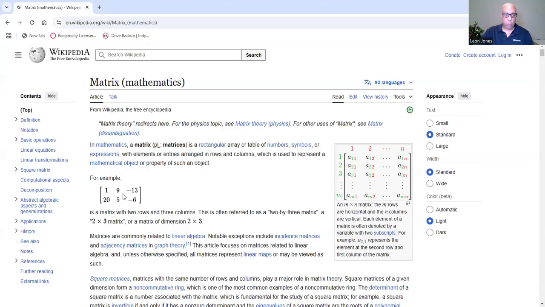Now, what we have here, we have 3 columns and 2 rows. So we always go with the rows first. So this is what we would call a 2 by 3 matrix. You have 2 rows and you have 3 columns.